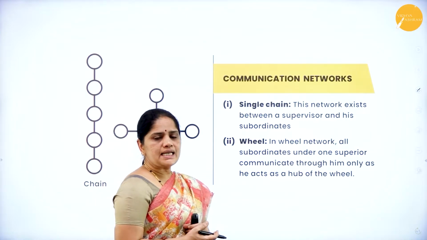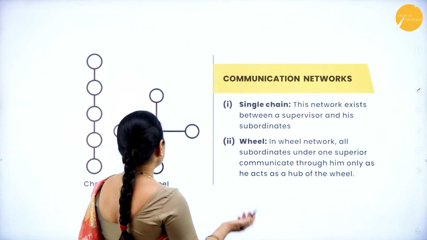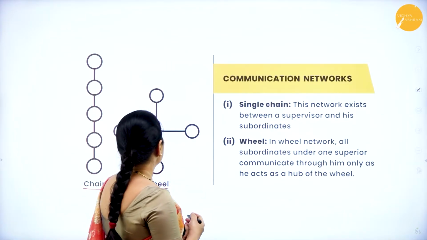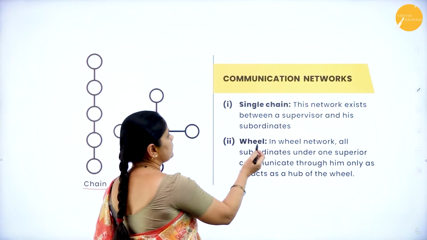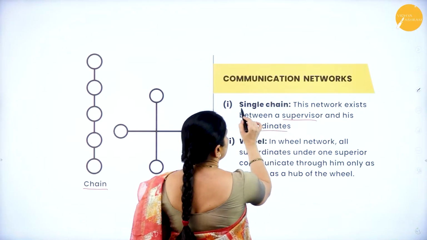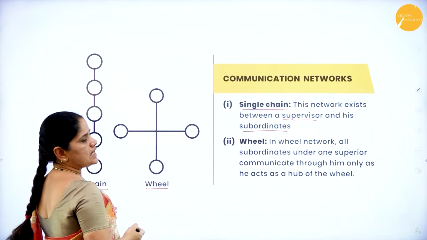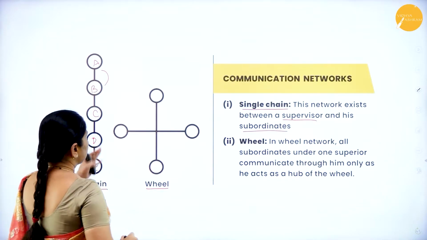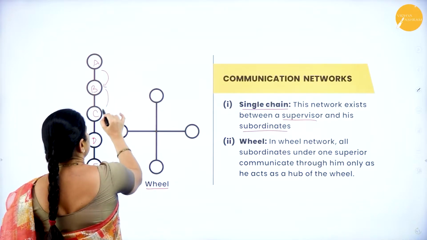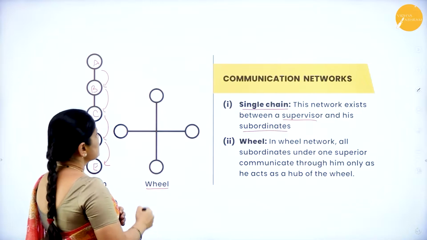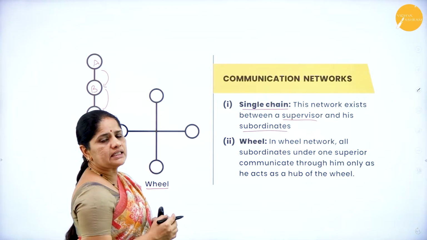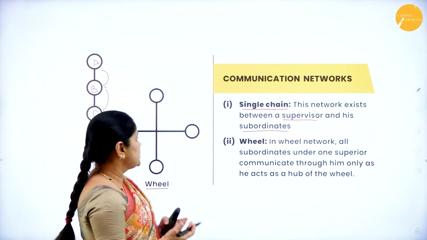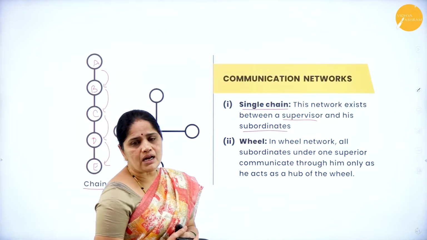Then, let us look into the various communication networks. First we have the chain network, and the second figure shows the wheel network. Let us look into the meaning of the single chain. This network exists between a supervisor and his subordinates. Suppose we call these persons A, B, C, D and E. There is communication from A to B, B to C, C to D and D to E. This line of communication is followed whenever there is anything to be communicated. It follows a chain, so we call it chain communication, existing between the supervisor and his subordinates.